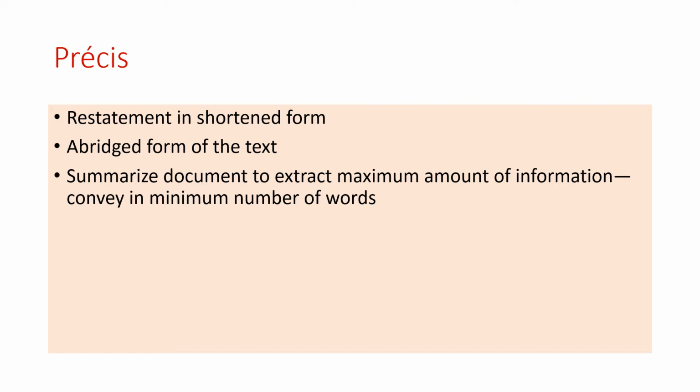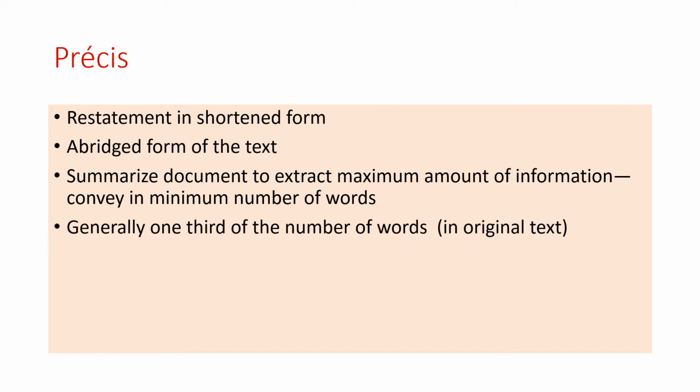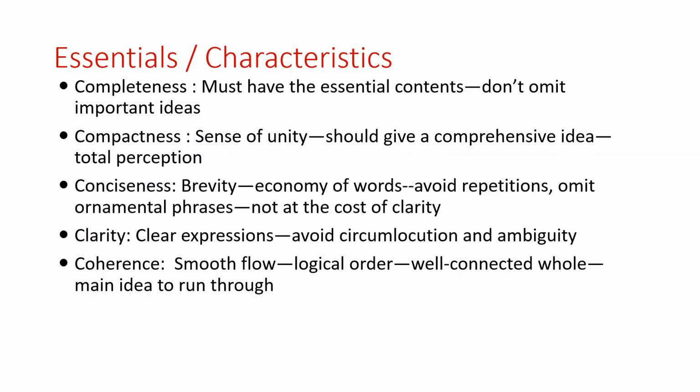Now, what are the essentials or characteristics of a Precis writing that we must look into before writing a Precis? The very first essential point is completeness. A Precis must have the essential contents without omitting the important ideas. The second essential point is compactness. There must be a sense of unity. It should give a comprehensive idea. The third important point is conciseness. As it is said that brevity is the soul of wit, so we have to use minimum words. We have to avoid repetitions, omit ornamental phrases, but not at the cost of clarity.